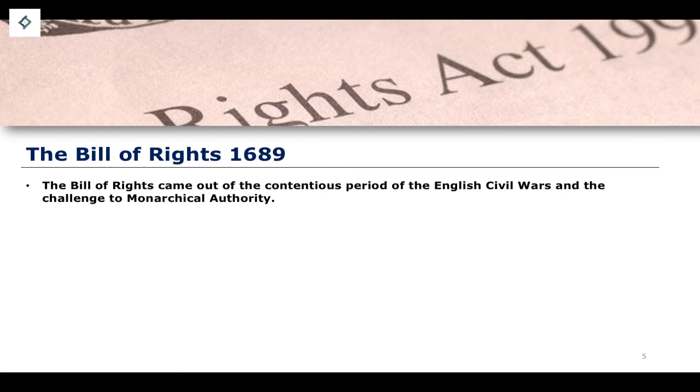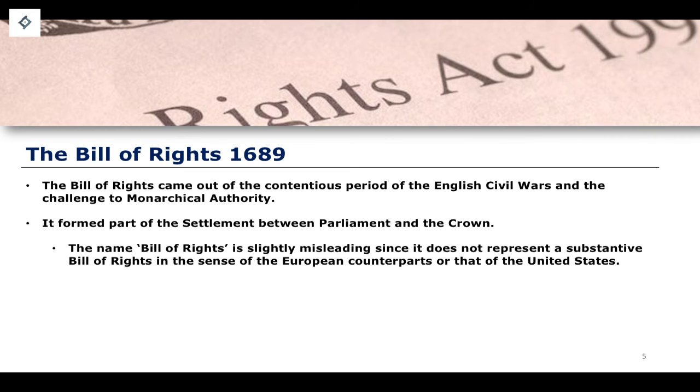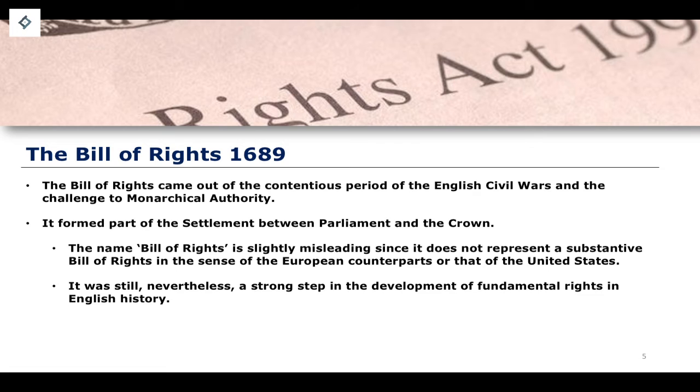Nor too was the Bill of Rights of 1689. The Bill of Rights of 1689 came out of one of the most contentious periods within English history, the English Civil Wars, and the challenge to monarchical authority that came with it under the Stuart dynasty, or at least under the early period of the Stuart dynasty. It formed part of the settlement between the Crown and Parliament. And ultimately what the Bill of Rights did was essentially make a very strong step towards fundamental rights, but specifically made a strong step towards the fundamental relationship between Parliament and the Crown.